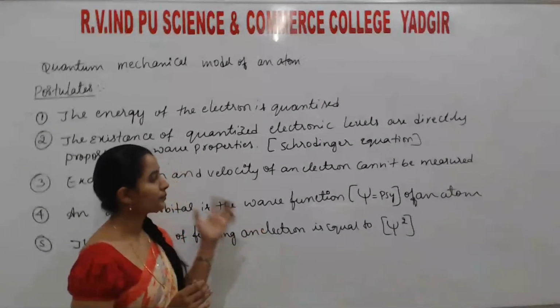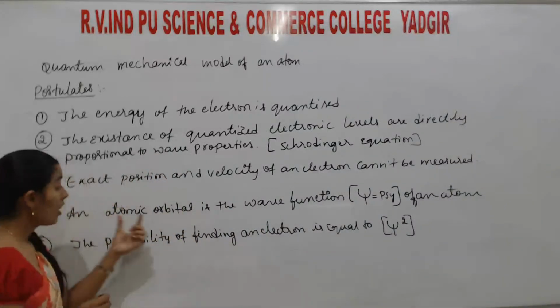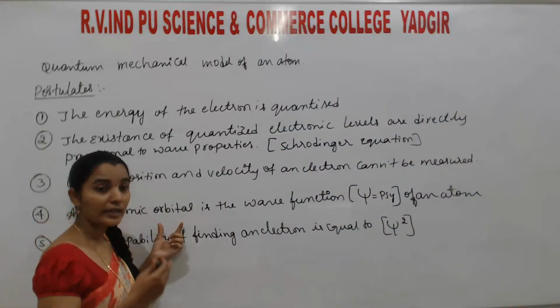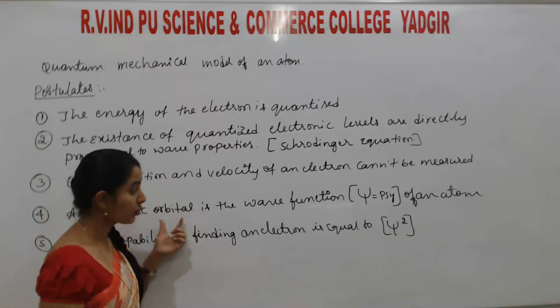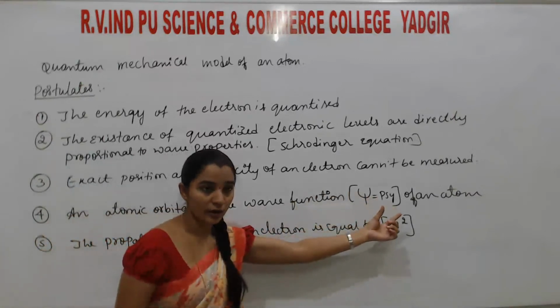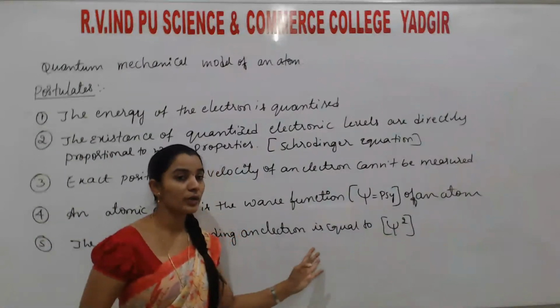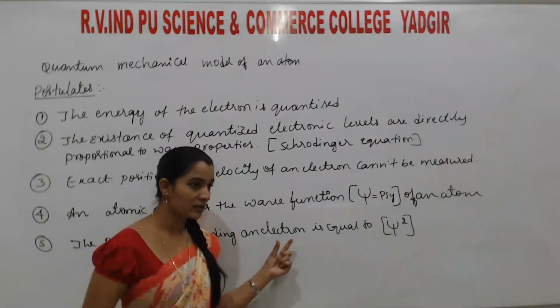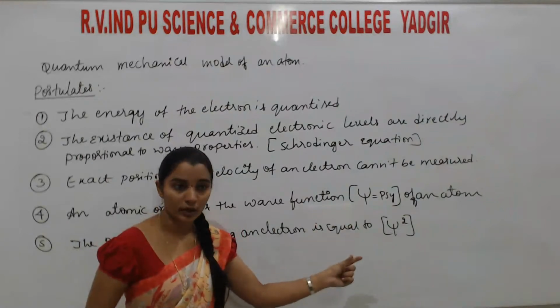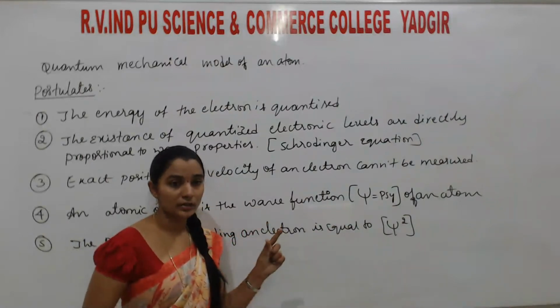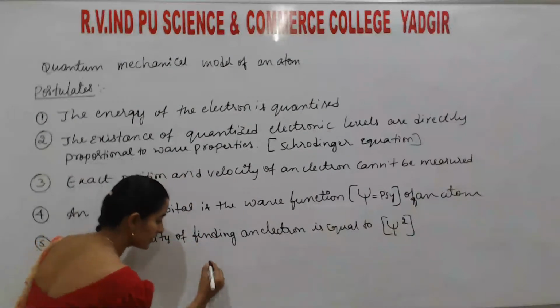So atomic orbitals are nothing but what I explained, the s, p, d, f orbitals. Those are the wave function of an atom, and they are equal to psi square. As I told you, the number of electrons to be added in the shell is equal to how much? To 2n square, in the shell. Listen here.